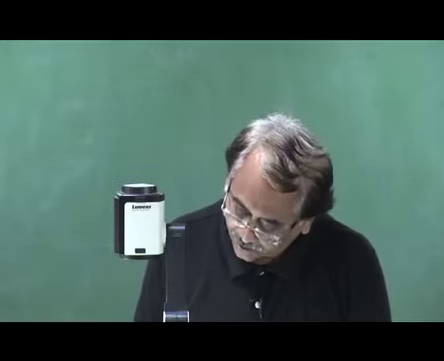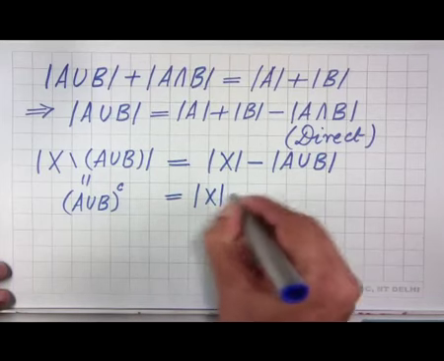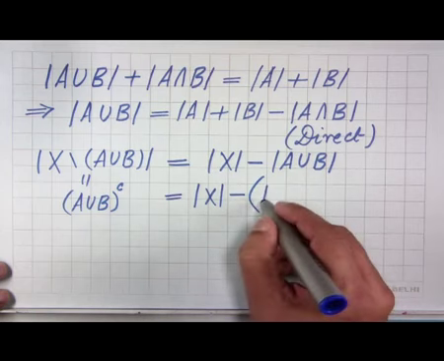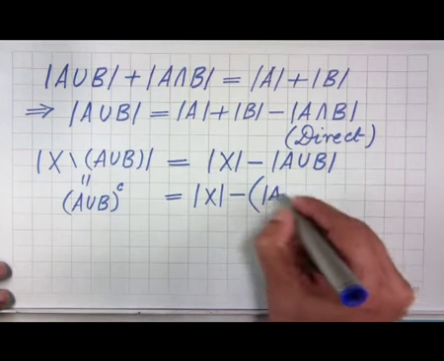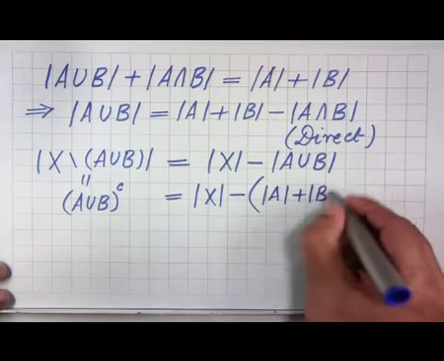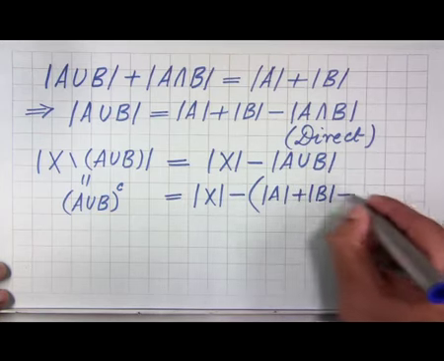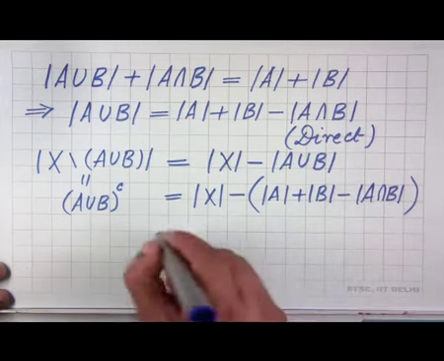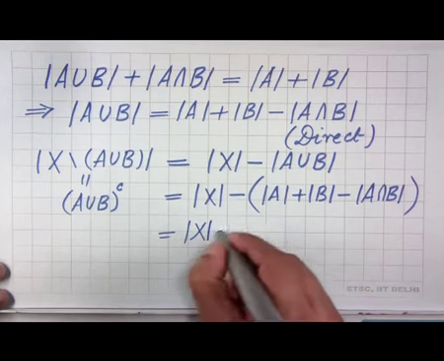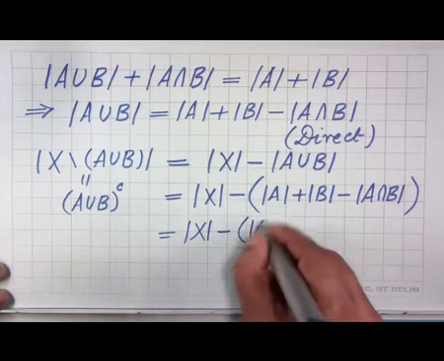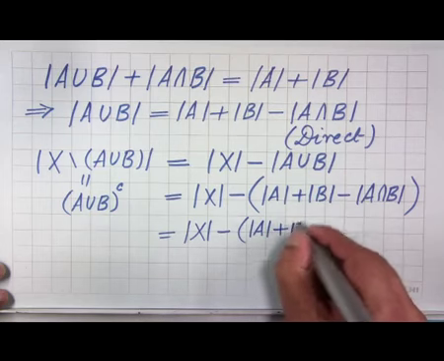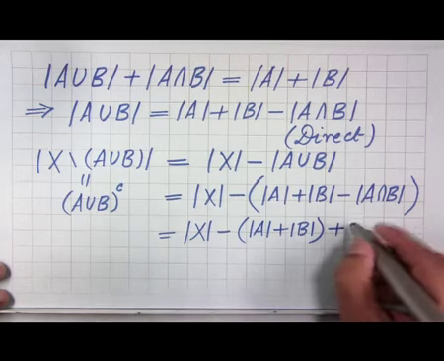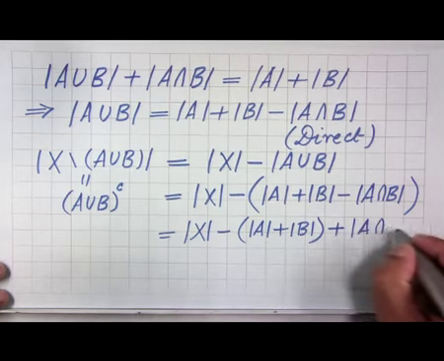So if I may go on and plug this result into the previous one and substitute A union B, I get number of elements in X minus, and I subtract number of elements in A plus the number of elements in B minus the number of elements in A intersection B. And I open this bracket up in the next line, and I get number of elements in X minus, and I prefer to write this together, number of elements in A plus number of elements in B, but separate out the last term. So this is the number of elements in A intersection B, and now this comes with a plus sign.